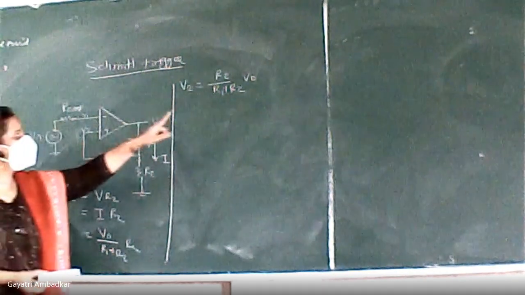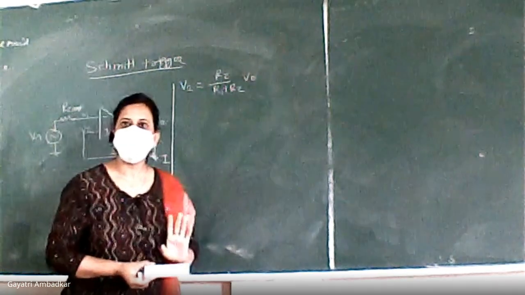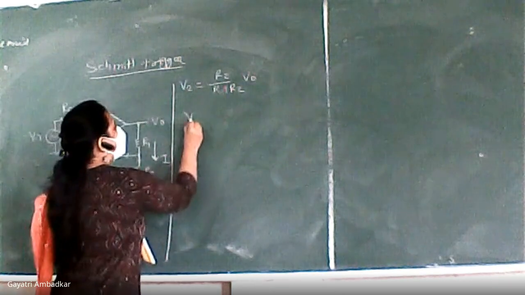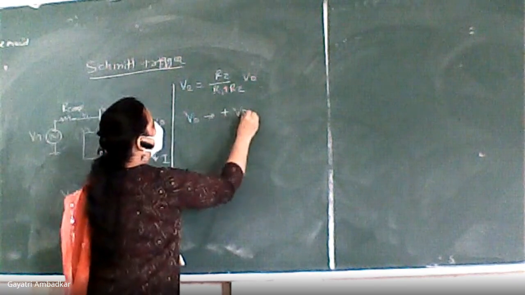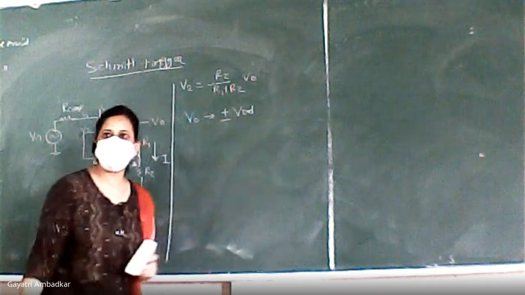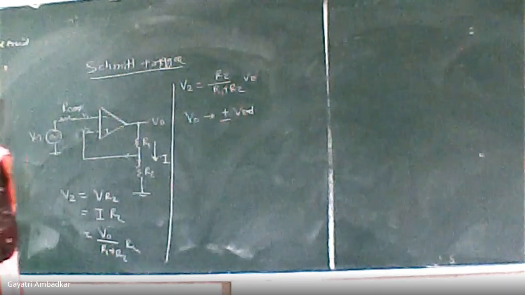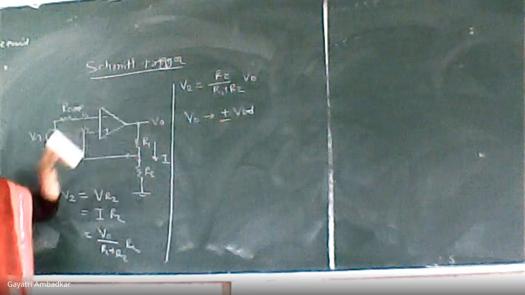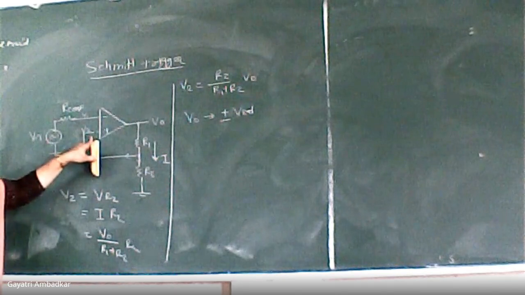Now, if you see carefully, our term VO is involved here. Okay, VO is involved here. This VO may have two states. Either it will be plus VSAT or it will be minus VSAT. Okay, if the voltage at terminal 1, if this voltage V1 is greater, output will be minus VSAT, and if this voltage is greater, output will be plus VSAT.